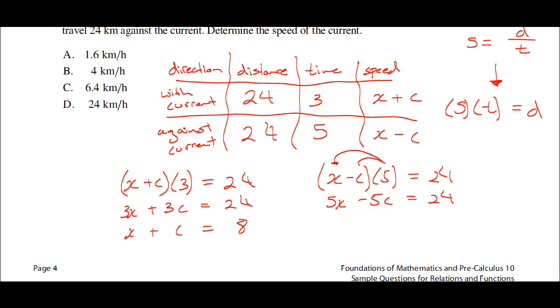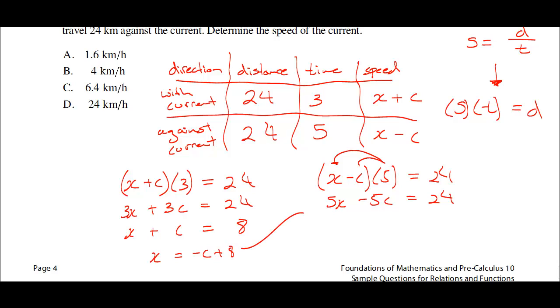Now, whenever we had two equations, what we normally wanted to do is try to either eliminate one of the variables, or substitute, or perhaps graph. Graphing is usually one of the least efficient ways. It's tough to find an accurate answer. So what I'm going to do here is choose to solve this by substitution. I'm going to take one of these variables, I'll take the x, and rearrange it. So x is equal to negative c plus 8.